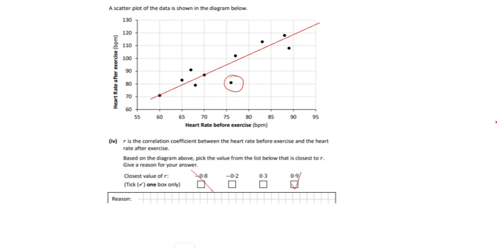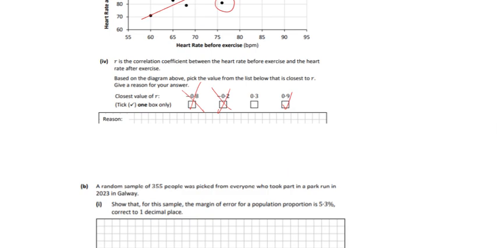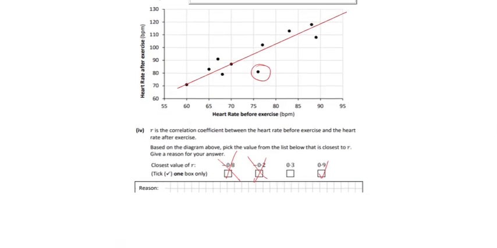It definitely can't be the negative ones, because that would be where the dots are going down, so it would be like that. Therefore it has to be either 0.3 or 0.9, and 0.3 would mean that they're spaced out a lot basically. So 0.9 there, and we have to give a reason as well. You can just say something like that, almost in a straight line.